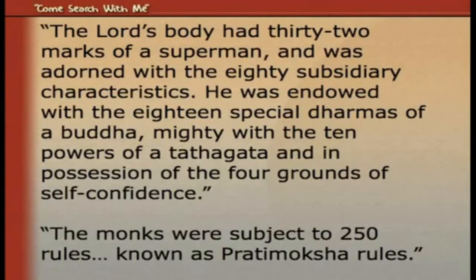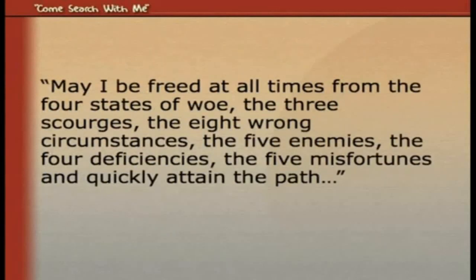He was endowed with the 18 special dharmas of a Buddha, mighty with the 10 powers of a Tathagata, and in possession of the 4 grounds of self-confidence. Extremely precise, despite its vastness. And the way they lived, the monks were subject to 250 rules in the monasteries. They are known as Pratimoksha rules.